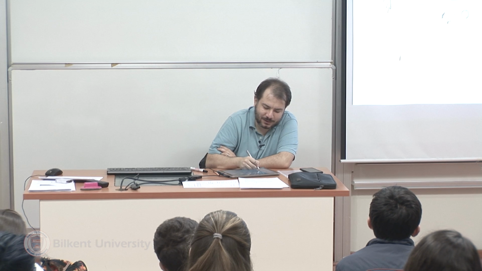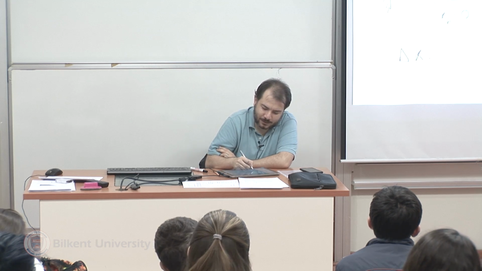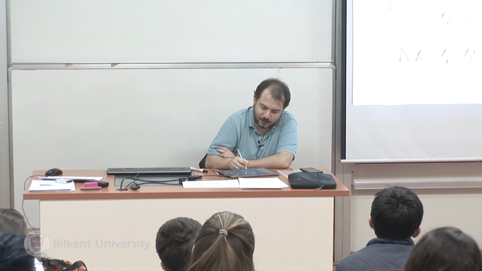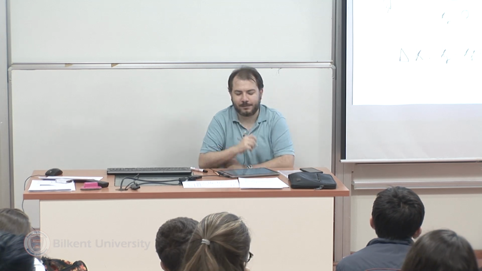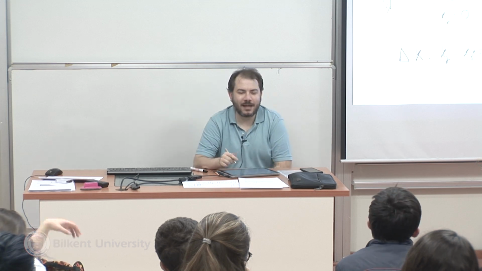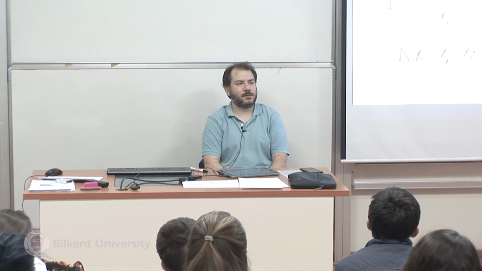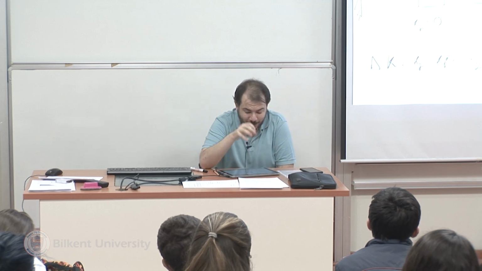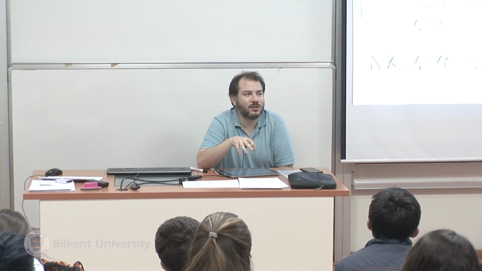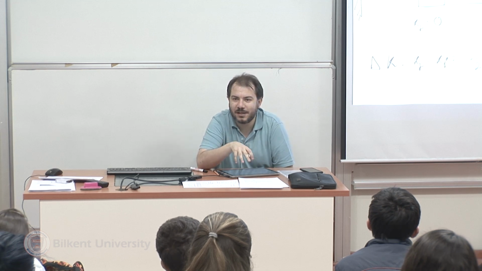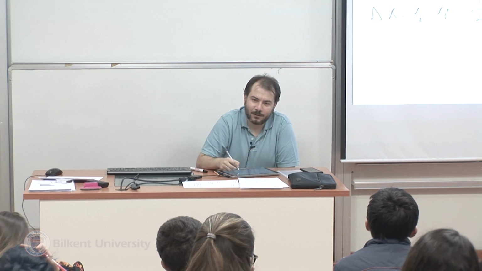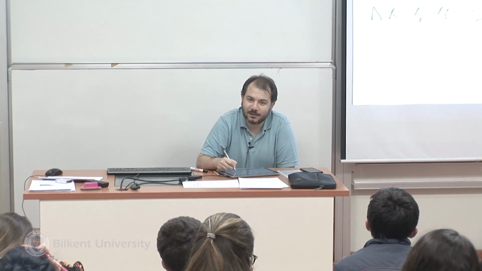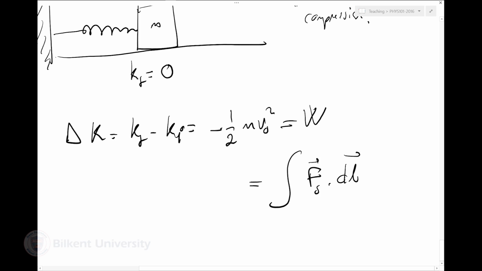What does that mean? Delta K, which is K final minus K initial, must be equal to minus 1/2 m v0 squared. That must be equal to the work done on my mass. Who is doing the work? The only thing that's applying a force is the spring. So that's going to be the integral of F spring dot dl. That was my more general definition.